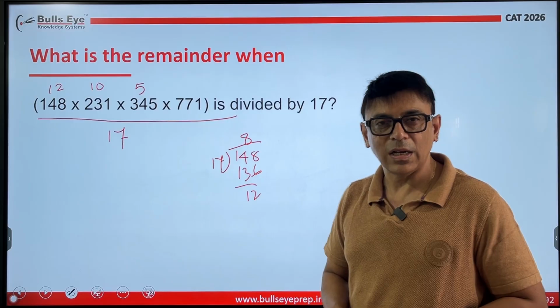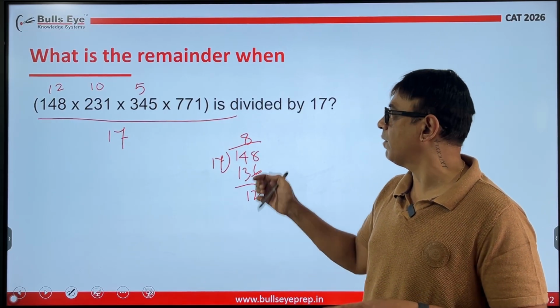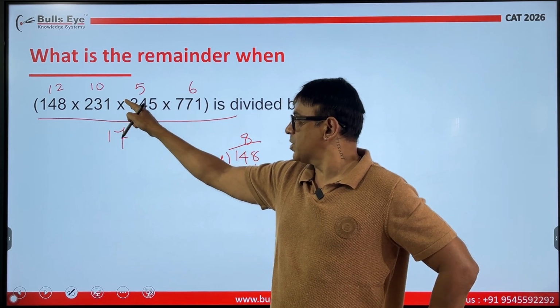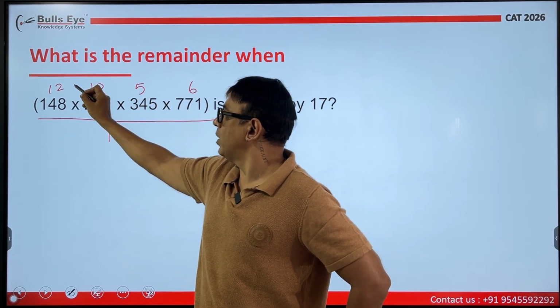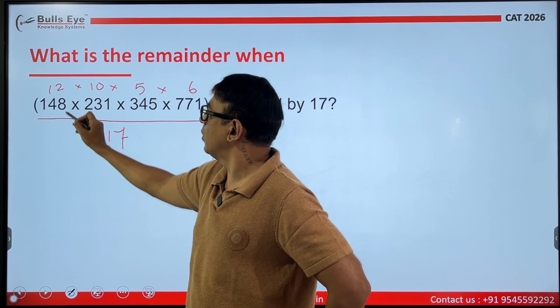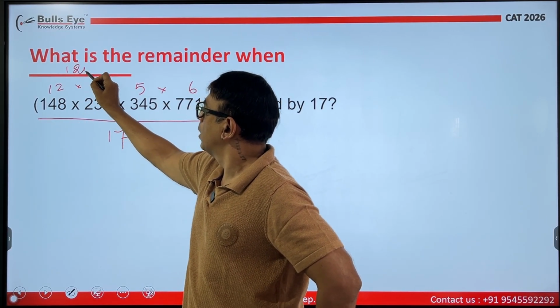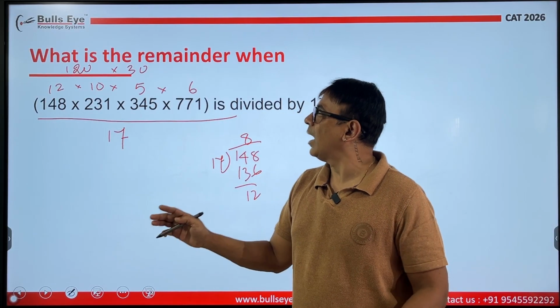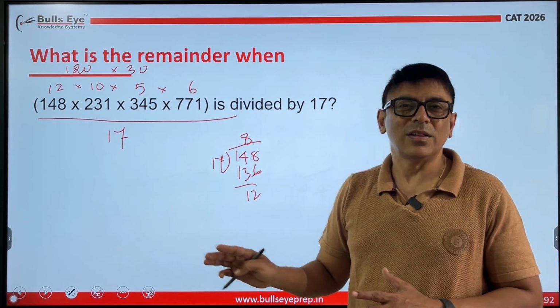17 4s are 68. Remaining is 91. 17 5s are 85. So the remainder is 6. Here it is multiplication, multiplication, multiplication. So even here I will multiply. 12 into 10 is 120. 5 into 6 is 30. 120 into 30, we can write it as 3600.